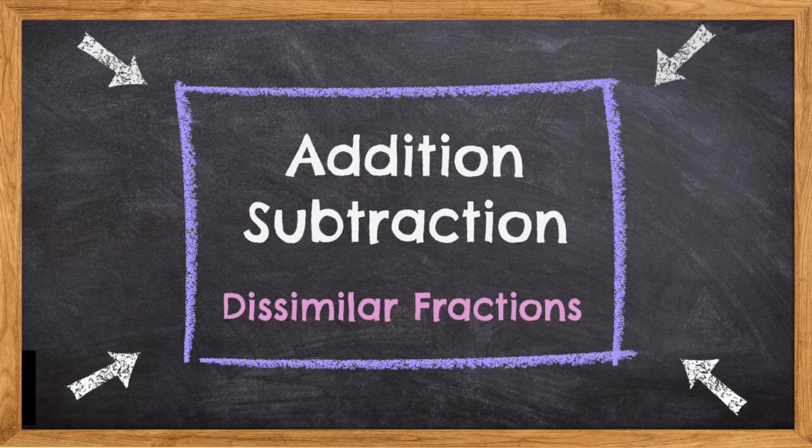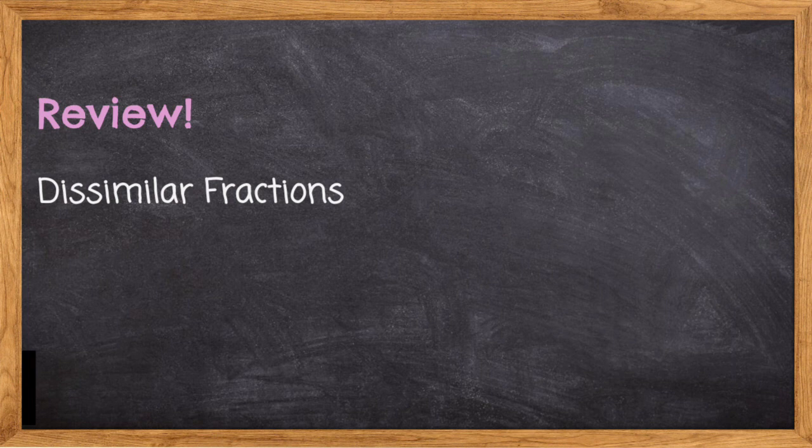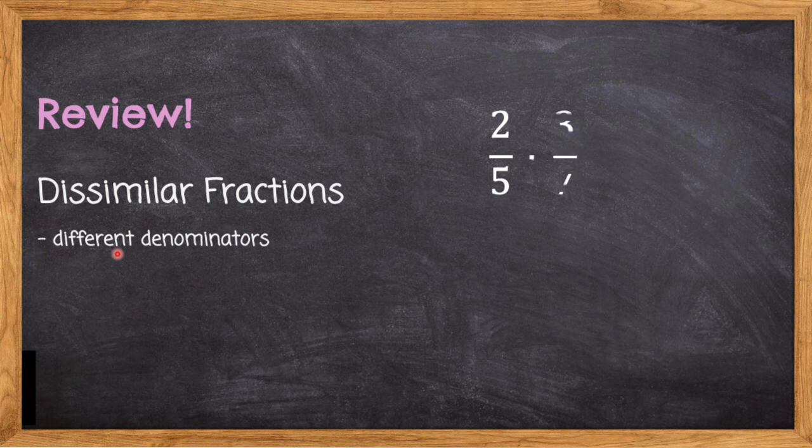Okay, but before we proceed, let us first review what dissimilar fractions are. Dissimilar fractions are fractions with different denominators, meaning lahi-lahi sila og denominators. Example, we have 2 over 5 and 3 over 7. If you can observe, ang isa 5, ang isa 7 ang denominator. So, these are dissimilar fractions.